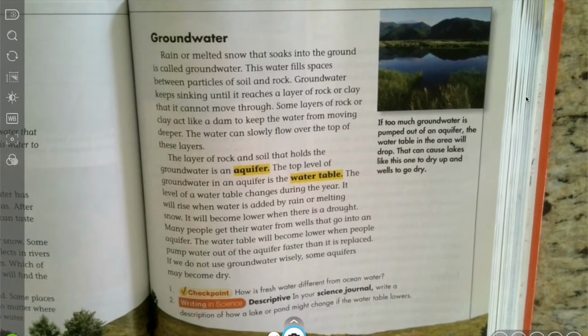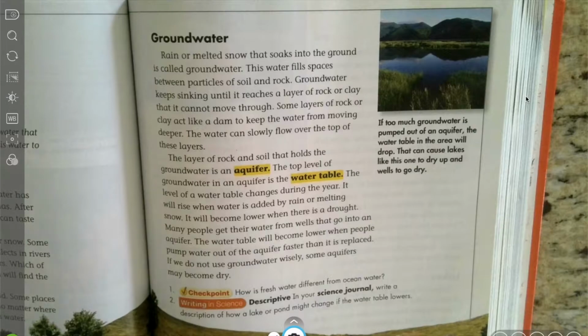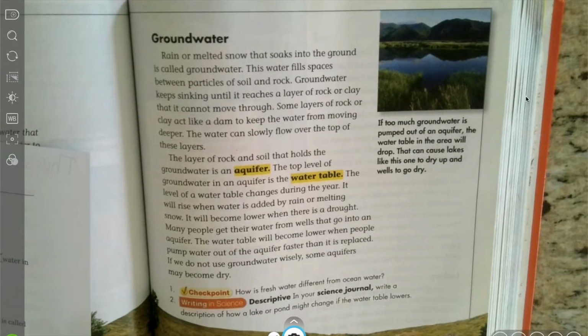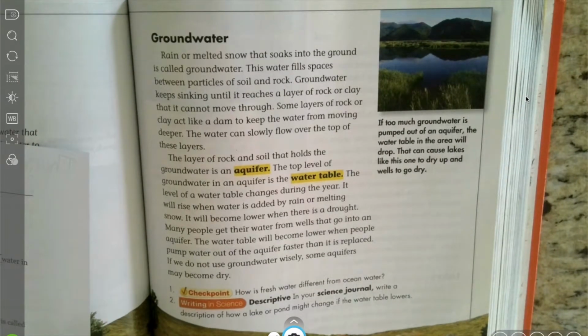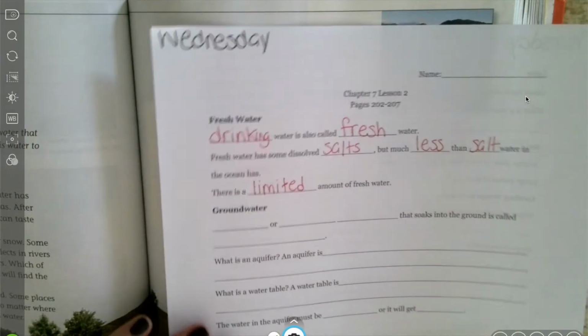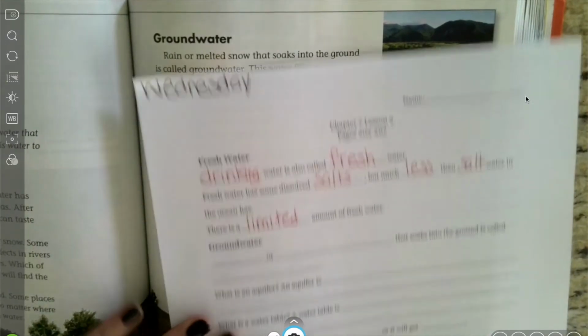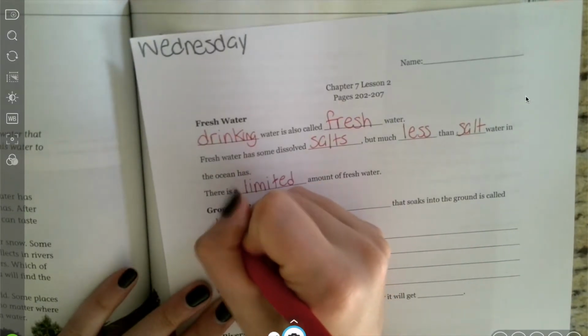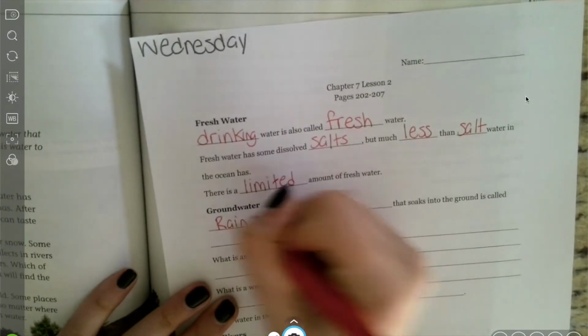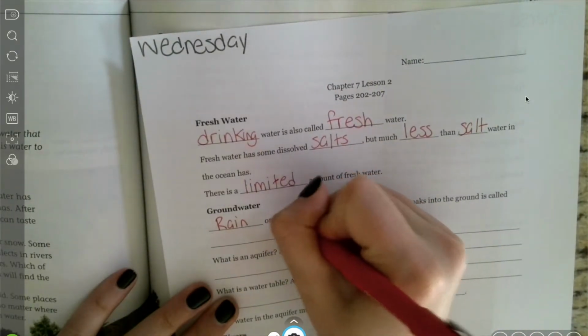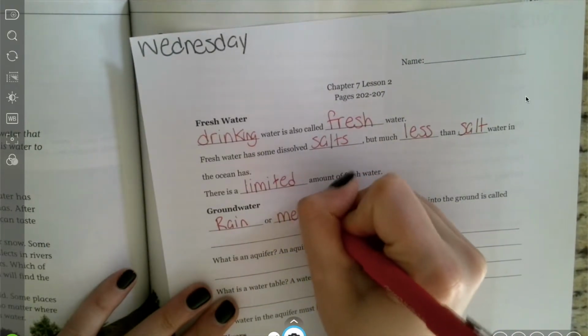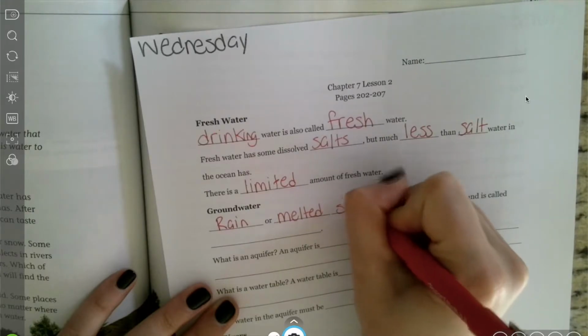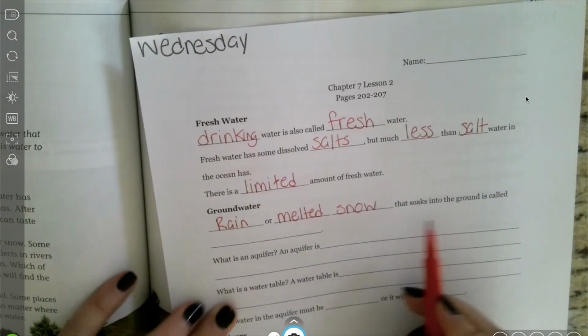All right, going on to the next section, groundwater. Rain or melted snow that soaks into the ground is called groundwater. So right away I'm going to get that down. Rain or melted snow that soaks into the ground is called groundwater.